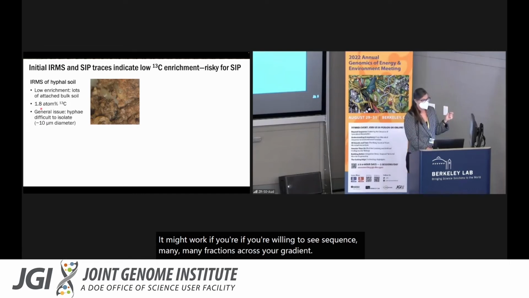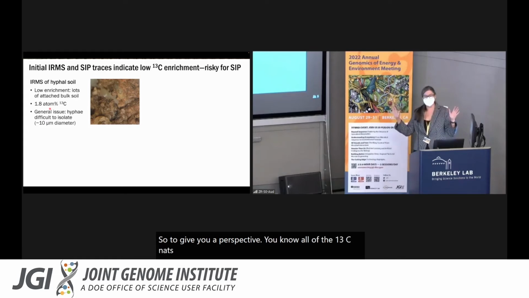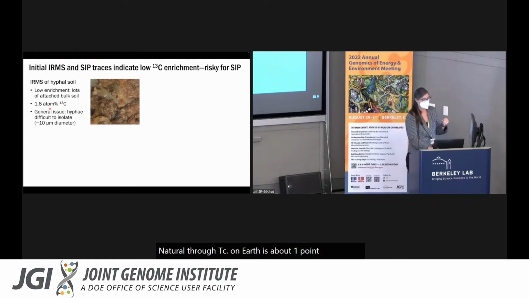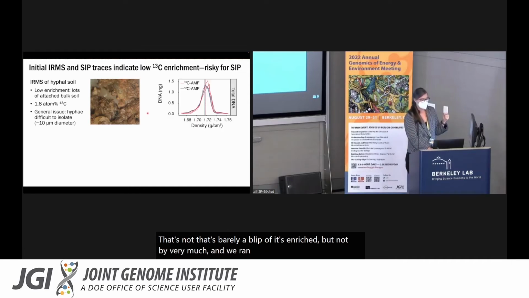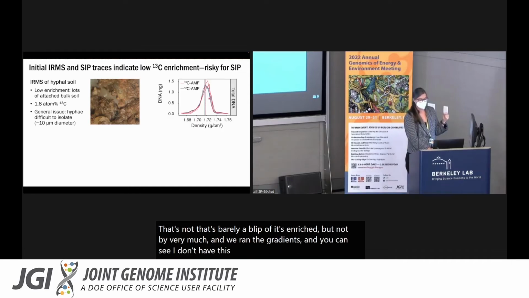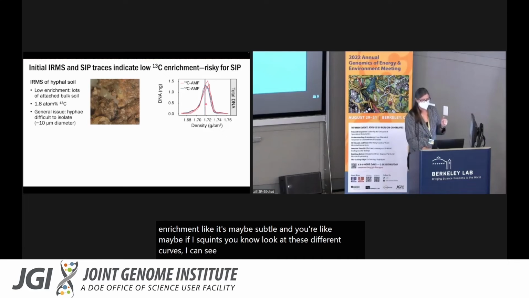So this only had 1.8 atom percent 13C. To give you a perspective, all of the natural 13C on Earth is about 1.1 atom percent. So that's barely a blip. It's enriched, but not by very much. And we ran the gradients, and you can see I don't have this beautiful bump of enrichment. It's maybe subtle, and maybe if I squint and look at these different curves, I can see maybe it enriched.